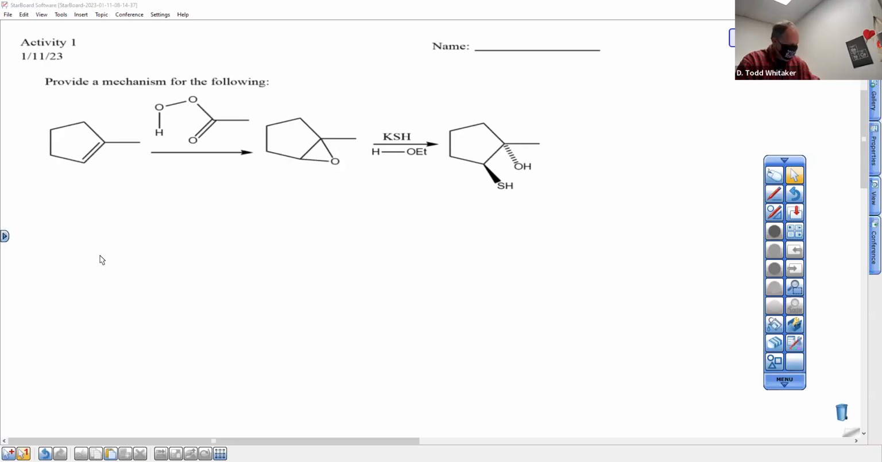We'll continue, ladies and gentlemen, sorry, we will continue our exploration of Chem 241 review. And we're going to do a mechanism. We may have done this already. I don't know. This is a peracid.